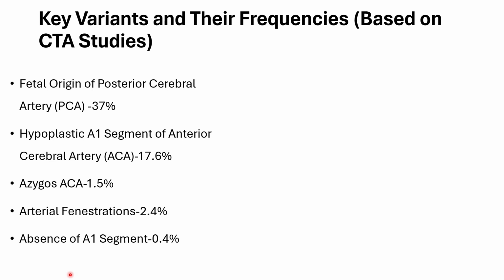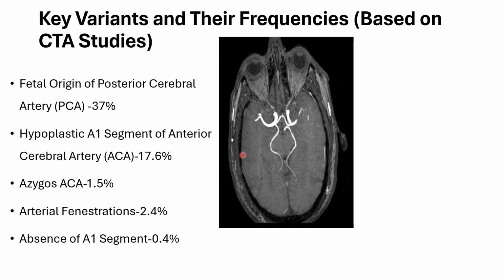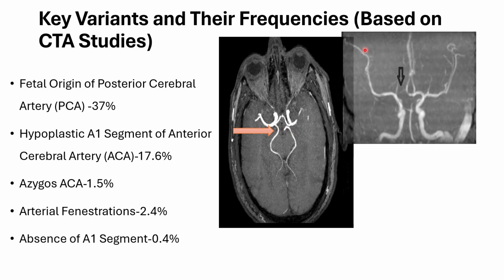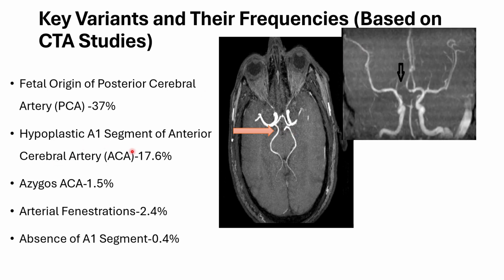Now the key variants and their frequencies based on CTA studies. The most common is the fetal origin of the posterior cerebral artery, that is PCA, 37%. This is the MR angiogram showing the fetal PCA. This is the PCOM and posterior cerebral artery. The P1 segment is not visualized. Another one is the hypoplastic A1 segment of the anterior cerebral artery, that is 17.6%, or absent A1 segment, that is 0.4%. This image shows the absent A1 segment.